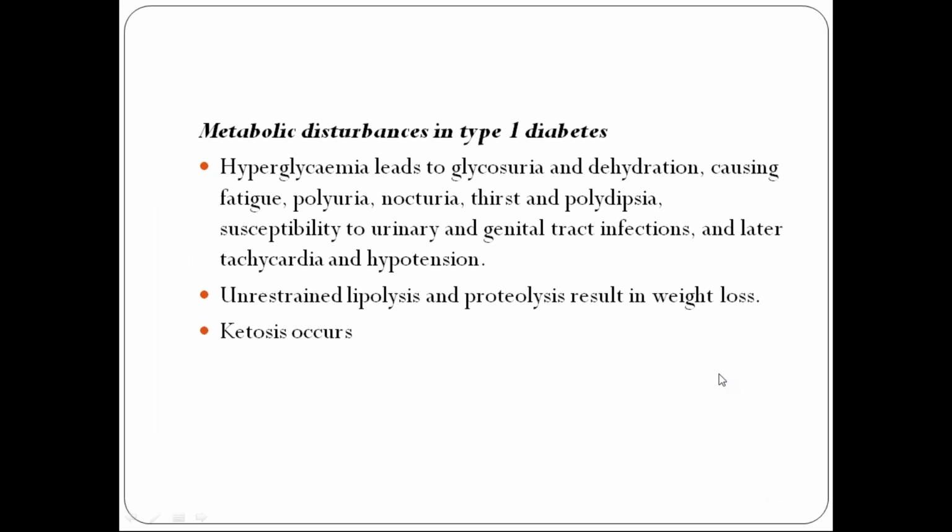The metabolic disturbances seen in type 1 diabetes are, first, hyperglycemia. As there is a lack of insulin, there will be more glucose, which leads to glycosuria and dehydration, because along with glucose there will be passage of water also. When there is a loss of fluids from the body, it causes fatigue. Because of this increased glucose there will be polyuria and nocturia, and due to dehydration there will be thirst, and there will be polyphagia, an increased tendency to eat food.